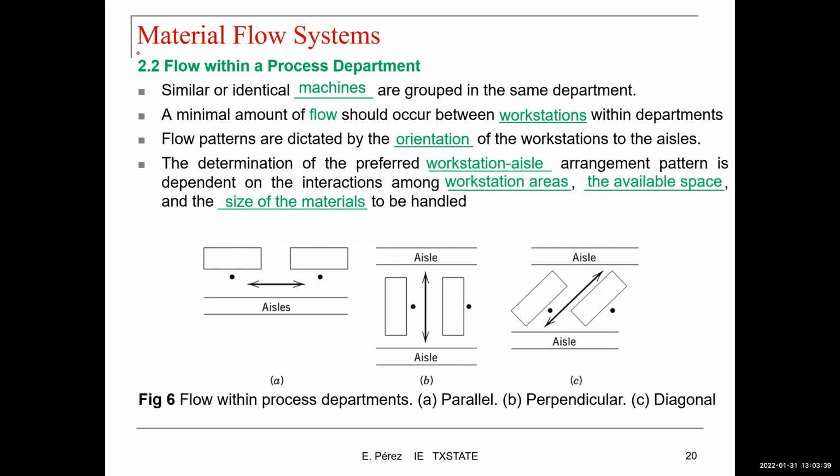And here's some examples for flow within departments. So looking at the aisles, I think that's the major thing. You decide where the aisles are so you can have a flow going in these directions. In this case, you have two aisles, so you can move in any direction. And this is the same idea, but now you have this diagonal shape. So it all depends on how much space you have available, again, in the facility.